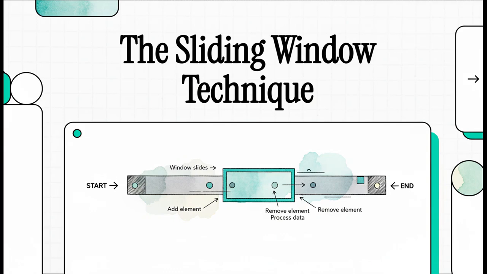Hey everyone. So, if you've ever found yourself totally bogged down by slow, clunky nested loops, then I've got something for you. The sliding window technique. It's this incredibly elegant, high performance tool you've been looking for. It is an absolute game changer for anyone who codes. And today, we're going to unpack exactly how it works.